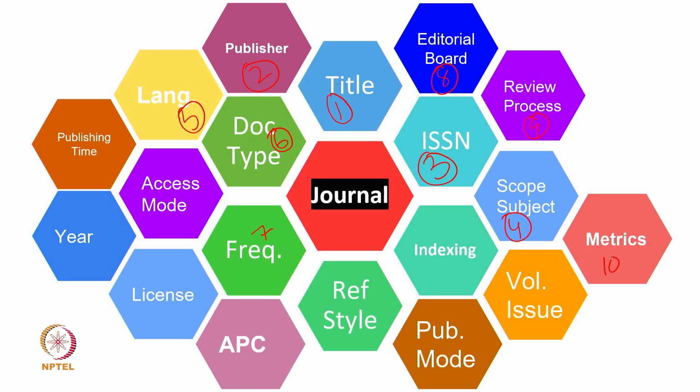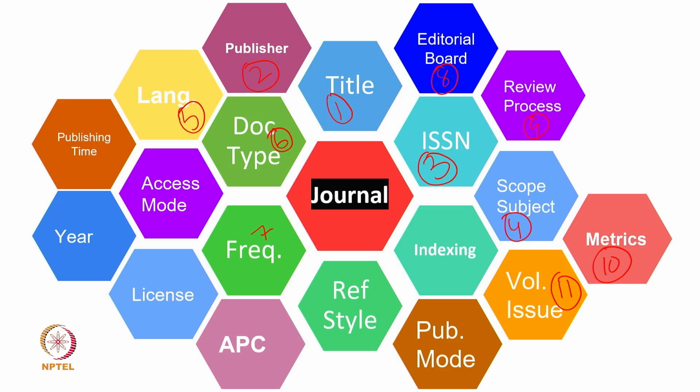The tenth attribute of a journal is metrics. Journals have their own metrics, like Web of Science indexed journals have an impact factor, while journals indexed in Scopus have CiteScore. Then the eleventh attribute of a journal is volume and issue.